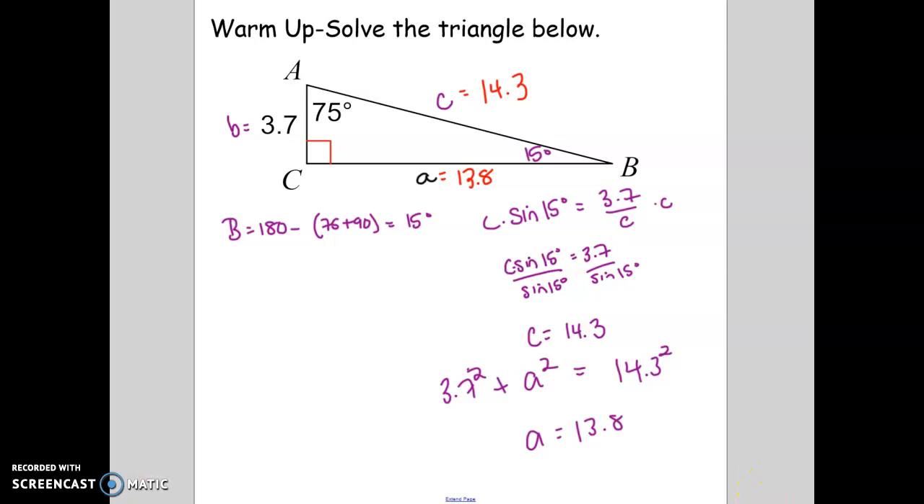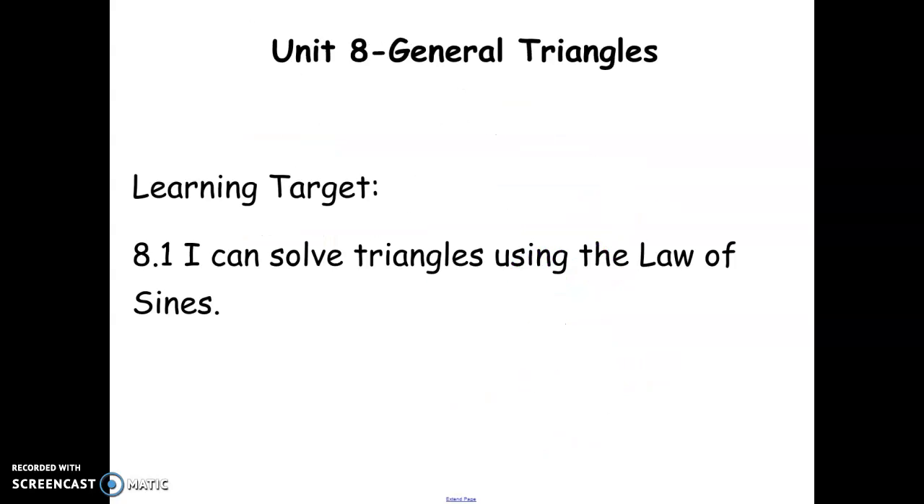Moving on. We're going to talk about law of sines. So you learned in geometry how to solve right triangles, and you may have talked about law of sines, law of cosines a little bit, but I'm sure that you haven't used it much since then, so you probably don't remember much of it. So our goal here is to solve general triangles. They don't have to be right triangles, they just have to be a triangle, using law of sines.